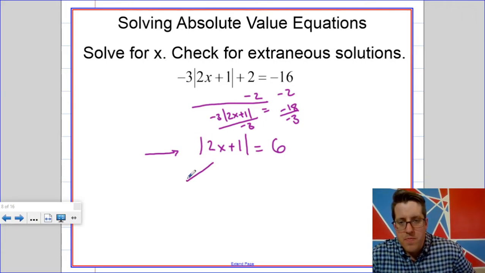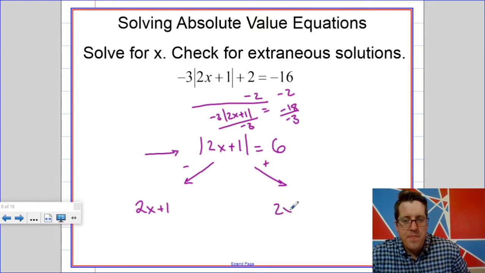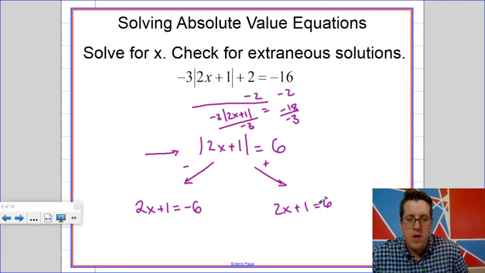So from here, you have 2 different options, but the way that I do it is I split it up into the plus or minus. And I like to keep the stuff inside the absolute value the same. And I like to negate the other side of the equation. So in this case, it's a negative 6, and the positive version as well, the positive 6. If you had something longer here, you would negate the entire right side.